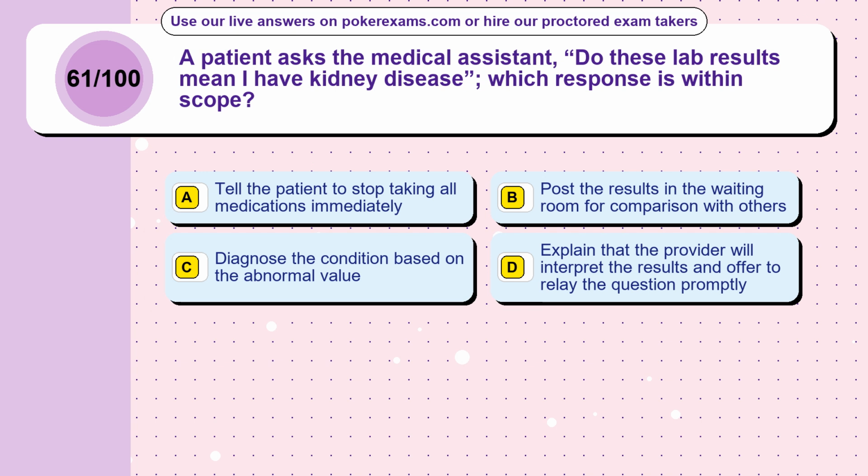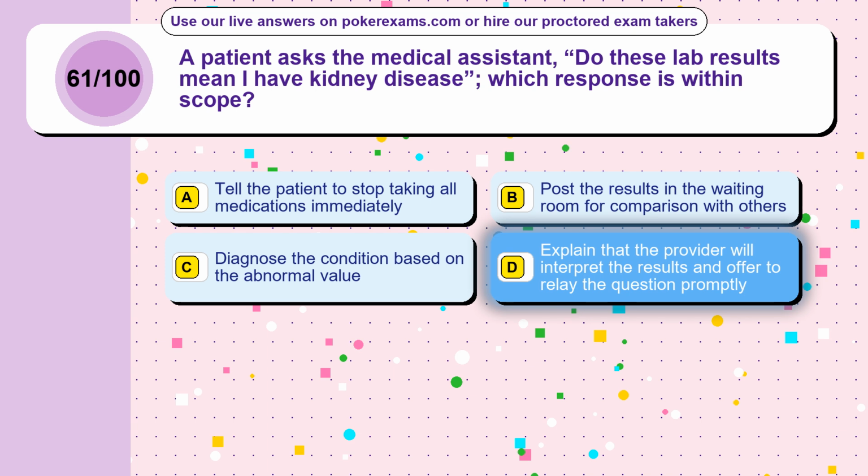Question 61. A patient asks the medical assistant, "Do these lab results mean I have kidney disease?" Which response is within scope? Option A. Tell the patient to stop taking all medications immediately. Option B. Post the results in the waiting room for comparison with others. Option C. Diagnose the condition based on the abnormal value. Option D. Explain that the provider will interpret the results and offer to relay the question promptly.